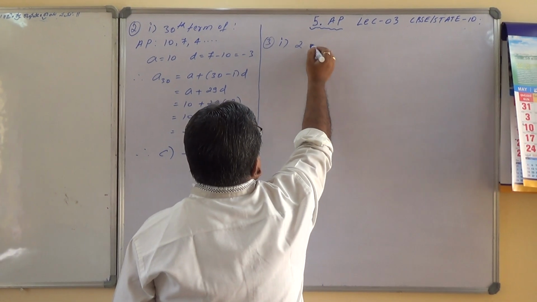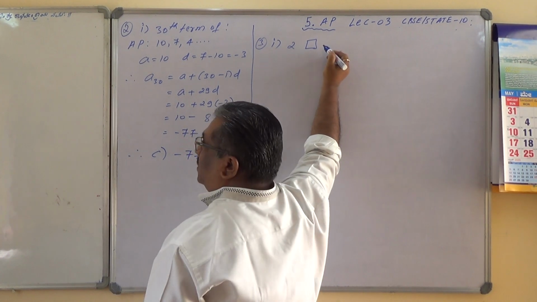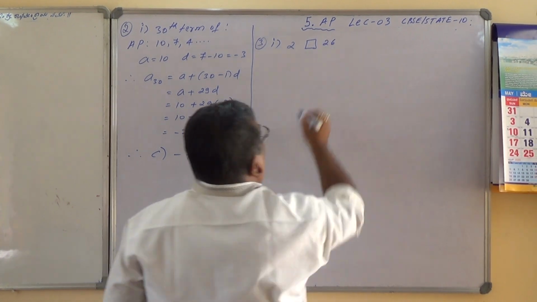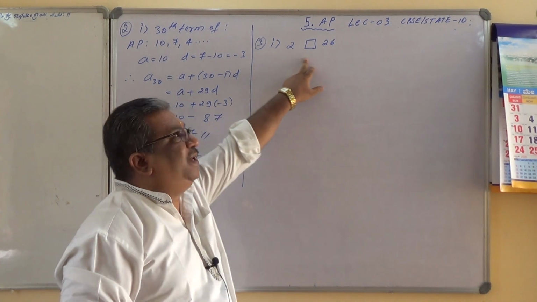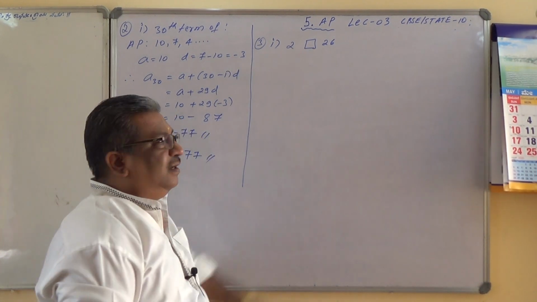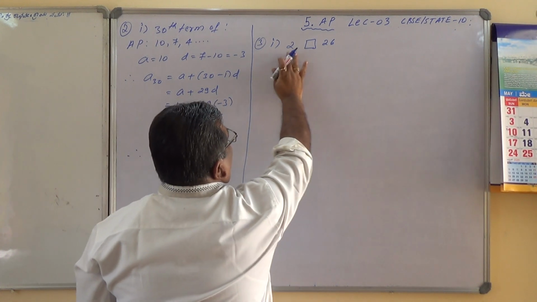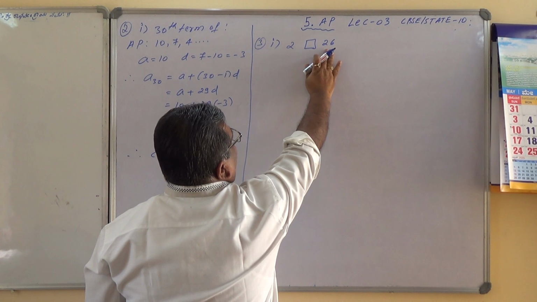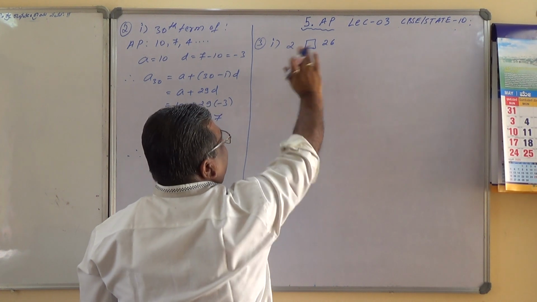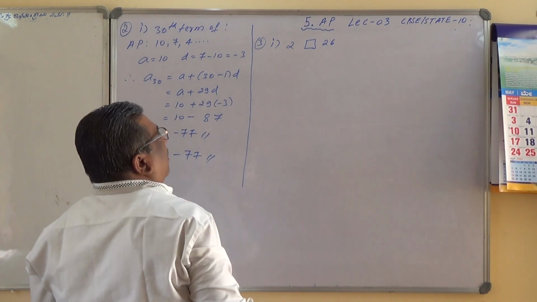The given AP is 2, blank, 26. What do we have to do? I have to fill up the missing term, so this must be in AP. Given the first term is 2, and this 26 is which term? 26 is the last term over here, isn't it? So how to find out?